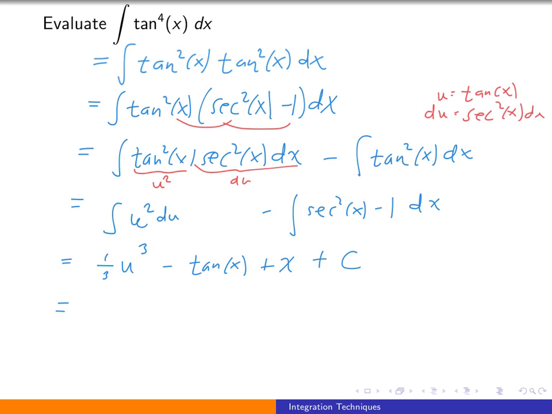And our last step is to resubstitute in. u is equal to tangent of x, and that will allow us to write everything in terms of this original variable. So 1/3 tangent cubed minus tangent plus x plus c.